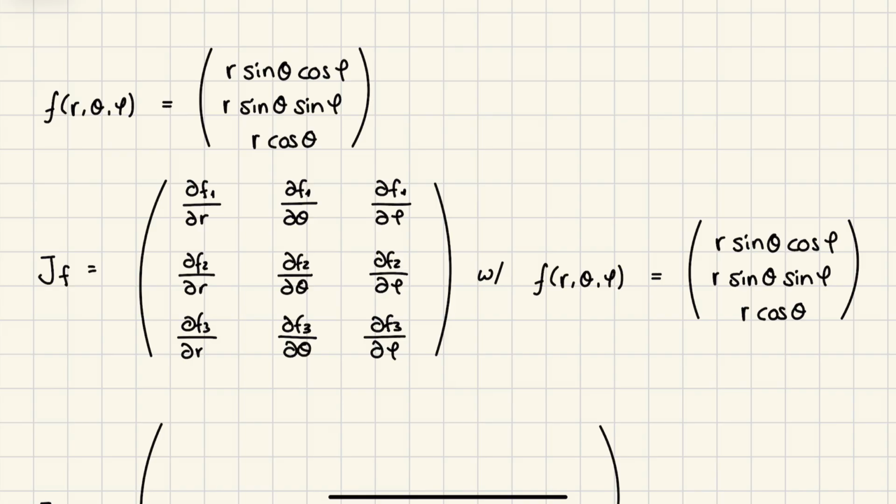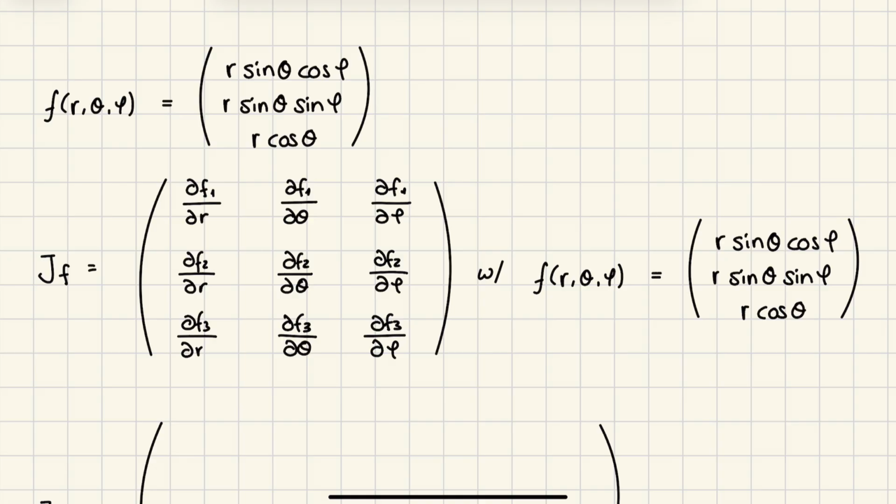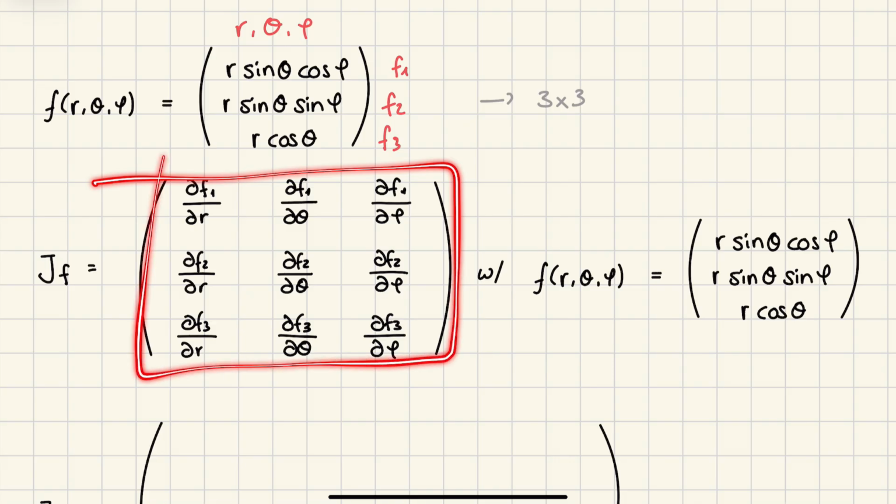In this particular case, we are looking at the transformation from Cartesian coordinates to spherical coordinates, and that transformation looks like this. Every Cartesian x turns into r sine theta cosine phi, every Cartesian y turns into r sine theta sine phi, and every Cartesian z turns into r cosine theta. Our transformation has three rows, so this is going to be f1, this is going to be f2, this is going to be f3, and we also have three variables, namely r, theta, and phi. That means our Jacobian is going to be a 3×3 matrix, and that matrix is going to look like this.